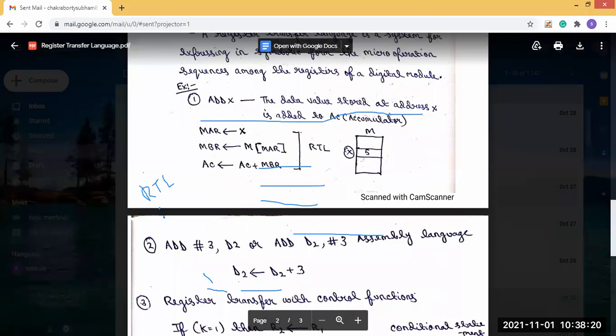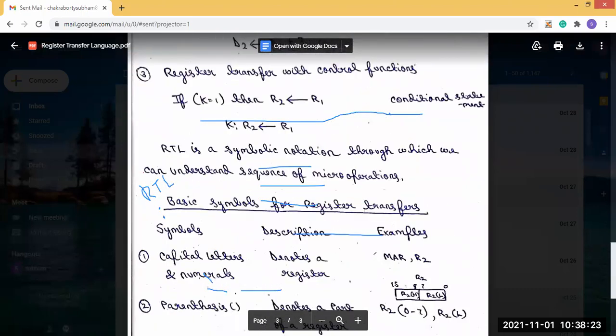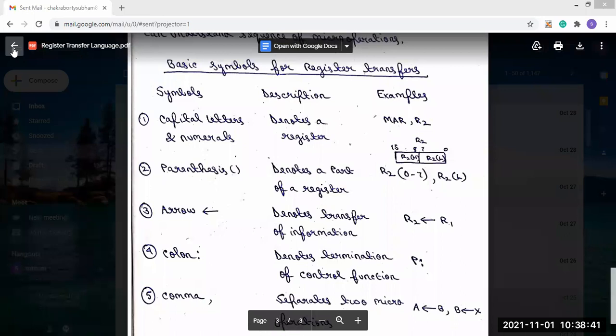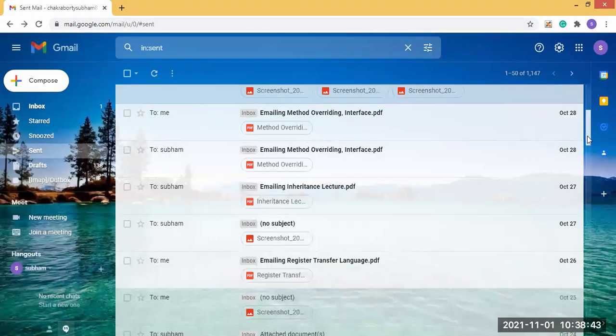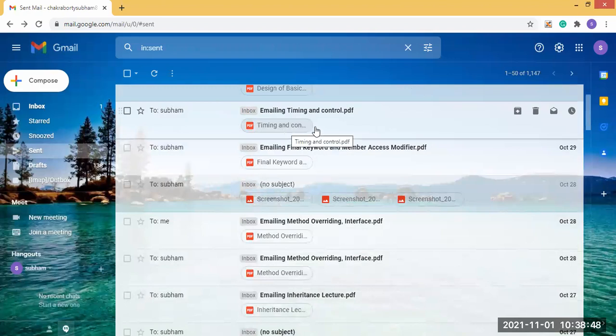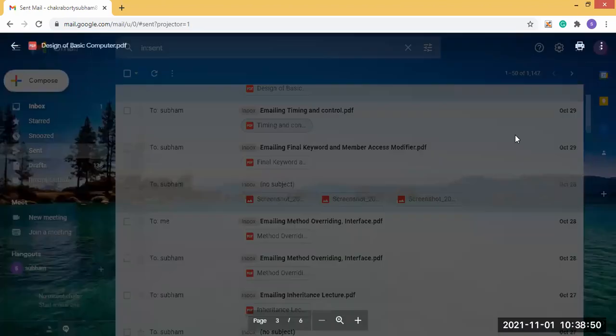Now, colon is what? If you remember, colon denotes termination of the control function. That's how we write it. This is what we have done here in RTL, this register transfer language we have used.